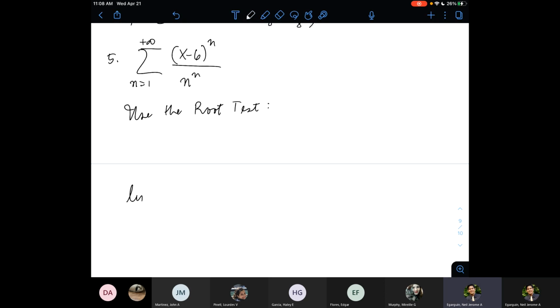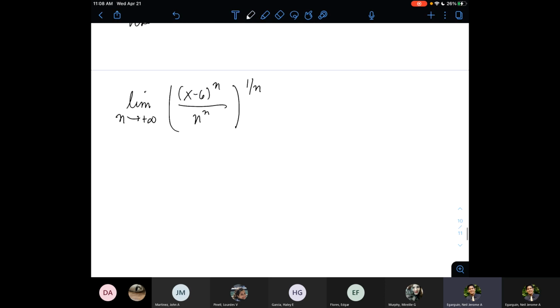So we'll take the limit of our a_n raised to 1 over n as n approaches infinity. That will be exactly (x minus 6) to the power n all over n to the power n, all raised to 1 over n. The reason why the root test is specifically suitable for powers involving the variable n is due to the laws of exponents, because here we can write it as (x minus 6) to the power n raised to the 1 over n, but remember, raising a power to another power is just multiplication of the exponents, all over n to the power n times 1 over n, as n approaches infinity.